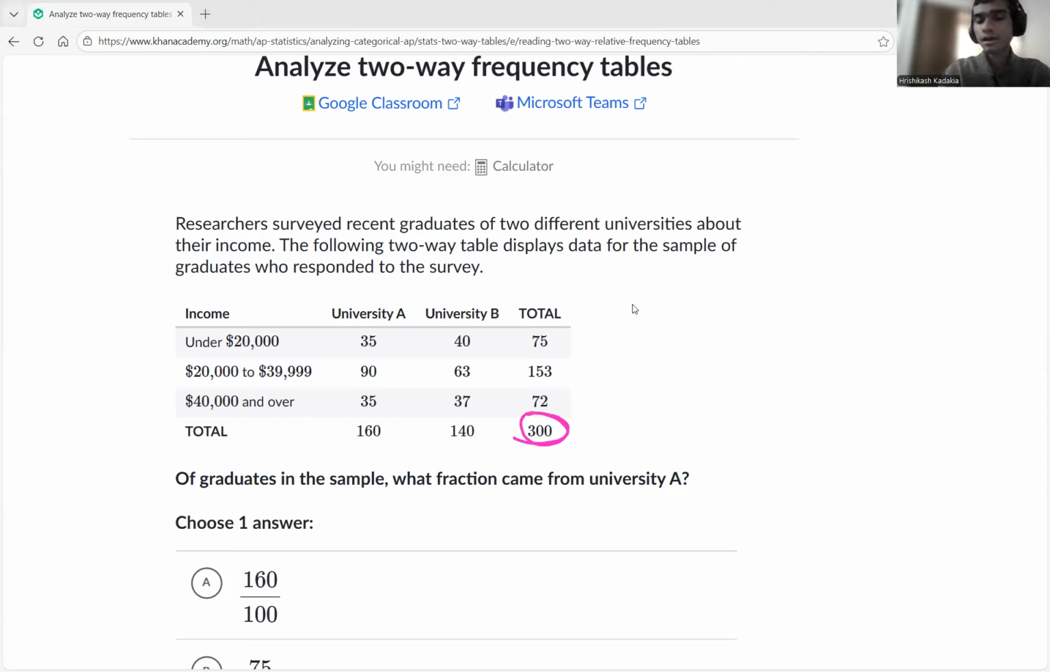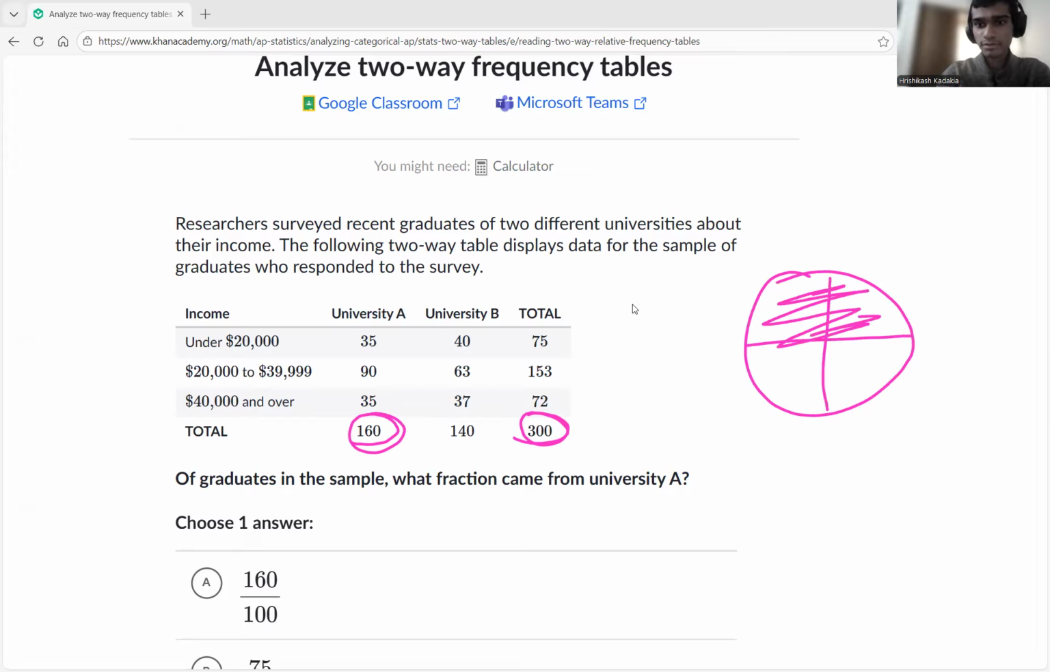You have 300. How many came from University A? 160. Perfect. This is the time to make a fraction. If you ate two slices, say you have a pizza, I ate two slices of this. What do I say? Total are four. How many I ate? Two. Two over four. Or half. Half of the pizza I ate.